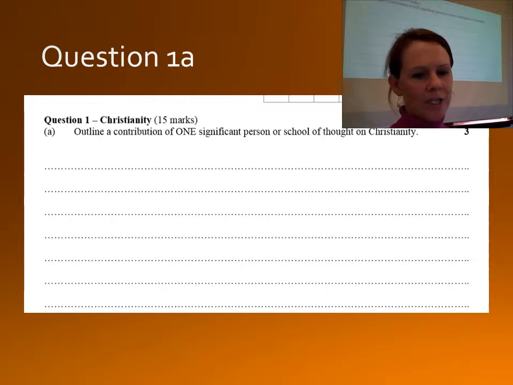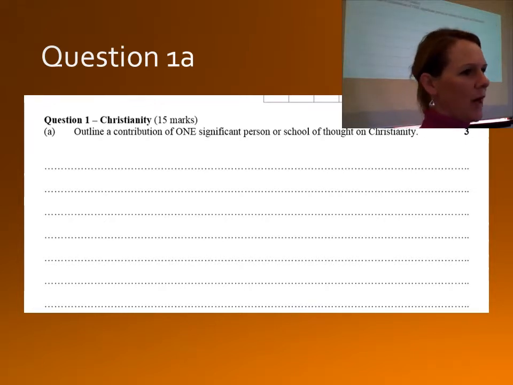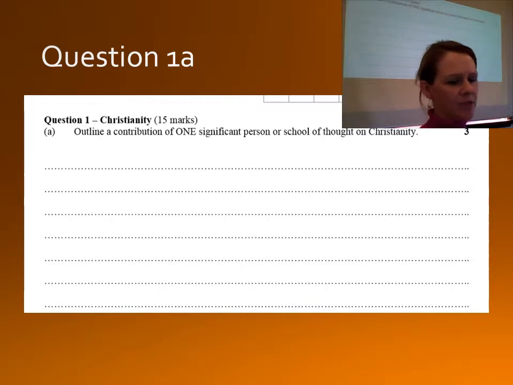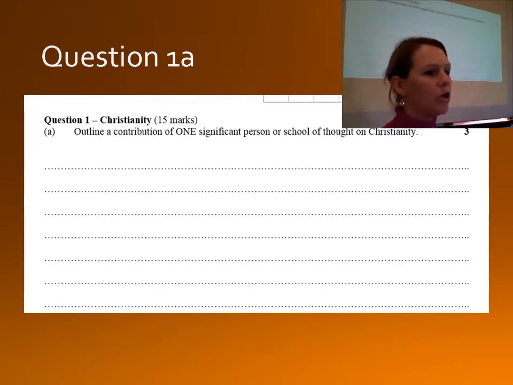Okay, the first question. I marked all of section 1, that's the 3 parts. Outline a contribution of one significant person or school of thought on Christianity. Obviously, you can immediately rule out the school of thought. We didn't study a school of thought. We are clearly talking here about Paul of Tarsus.